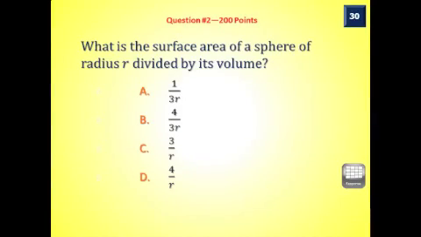What is the surface area of a sphere of radius r divided by its volume? Is it 1 over 3r, 4 over 3r, 3 over r, or 4 over r? So the sphere has radius r, and we want to know what's its surface area divided by its volume.